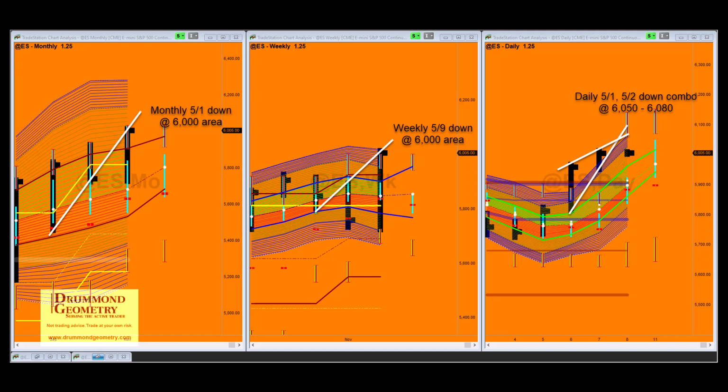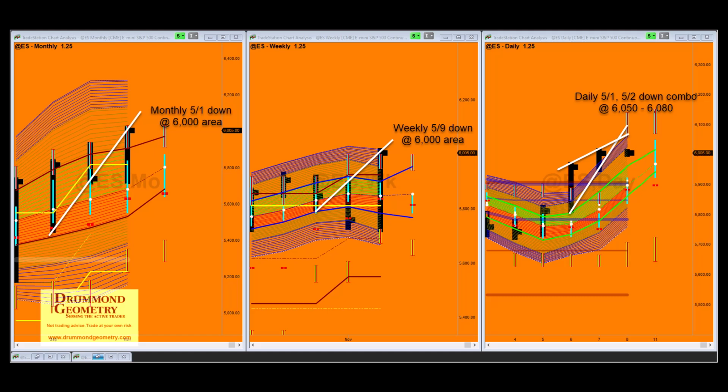Then we move into the weekly chart in the middle, and the weekly has just hit a 5-9 down today. That's, again, another resistance area. It's in zone 6, that blue area up there, the top of zone 6, so it's an area where we would expect the energy to run out of steam. The energy of the crowd will lose momentum way up there in zone 6, at a 5-9.